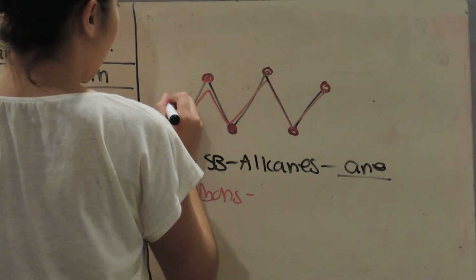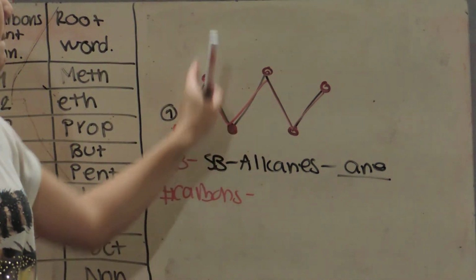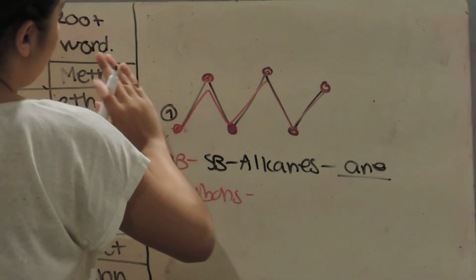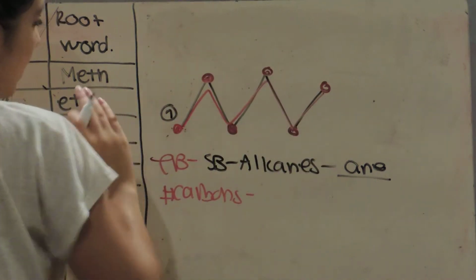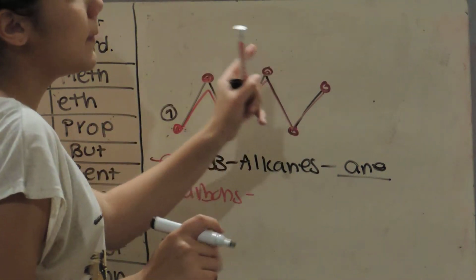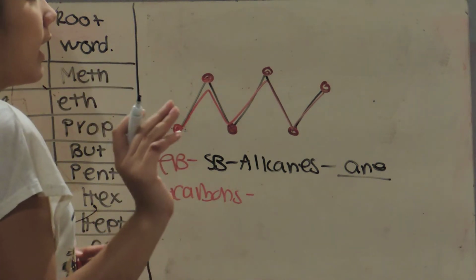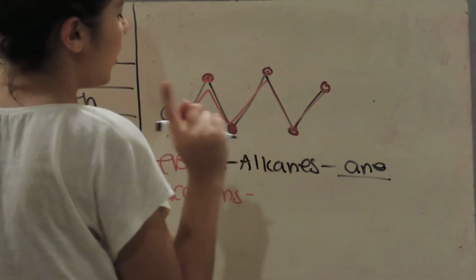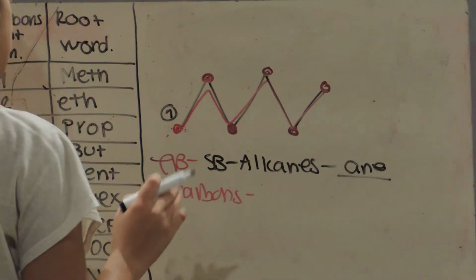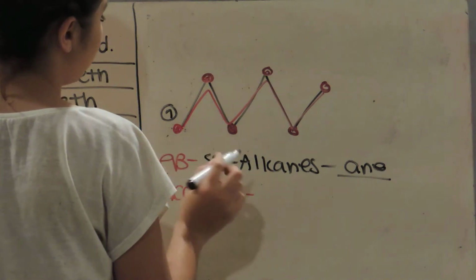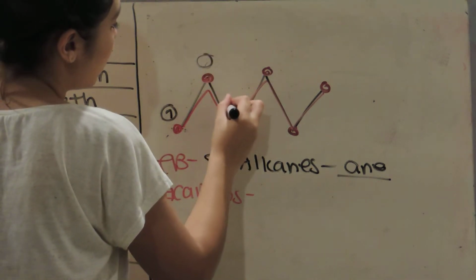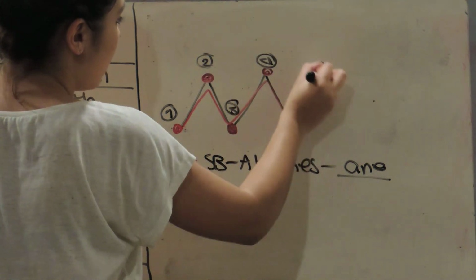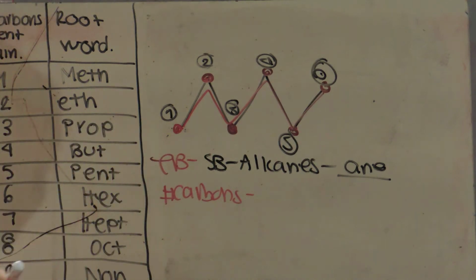Once we identify it, we need to number each carbon. We have the carbon number 1. As in here we don't have branches or alkyl groups, we can start numbering from left to right or from right to left. It's the same. But when we have an alkyl group, we need to check which is closer to the alkyl group. So, as in here we don't have alkyl groups, I chose left to right. 1, 2, 3, 4, 5, and 6.